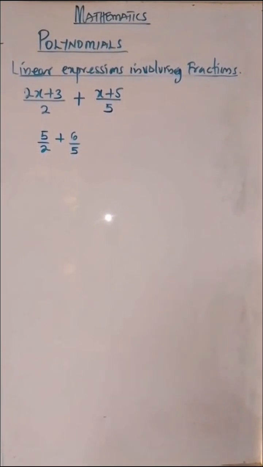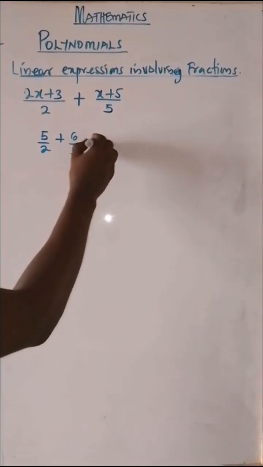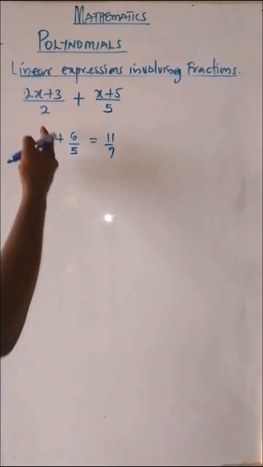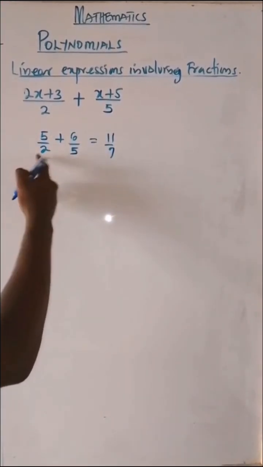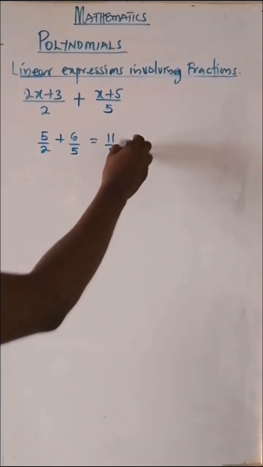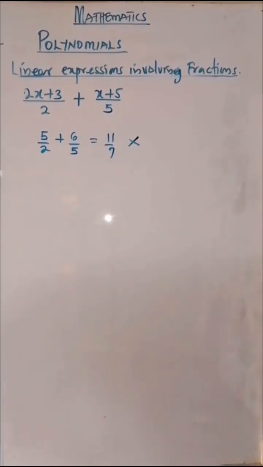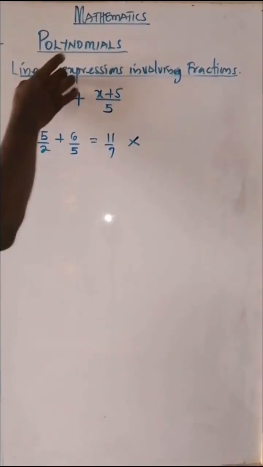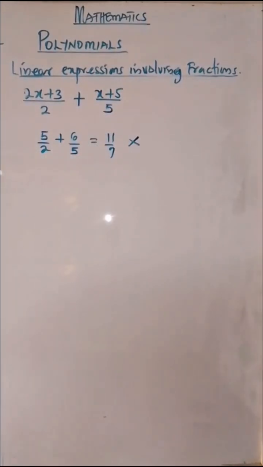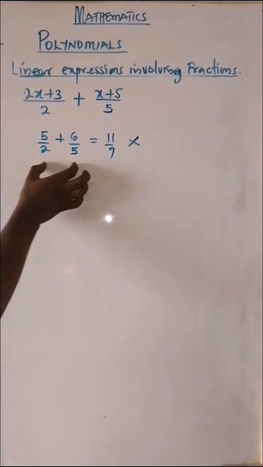At a point in time when I was growing, if I had this kind of question, I would say the answer is 11 over 7. Why? 5 plus 6, 11. 2 plus 5 is 7. This is wrong. We can't add fractions this way. If you are thinking that we should add this with this, this with this, that will be wrong. So what are we going to do? We have to take what we call the LCM.